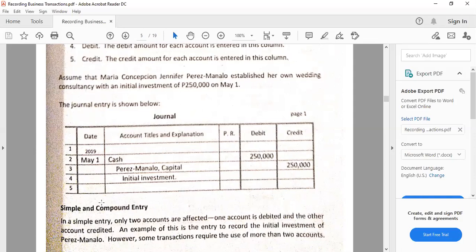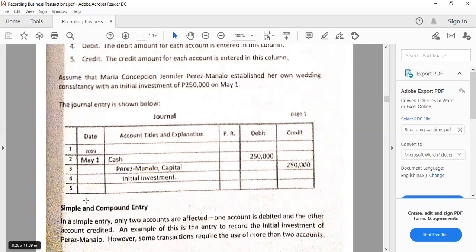Then we do not repeat the month. Let's just say, for example, the next day is 2. So we write here 2, that's May 2, and then we continue with the recording. We do not repeat the month. Question: when do we repeat the month? We repeat the month if this is already the next page, because you also have to repeat the headings, by the way. So the headings should be there per page. I hope that is clear. Again, we repeat the heading per page.